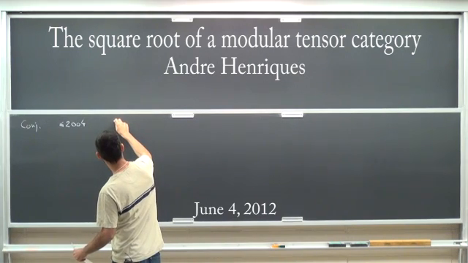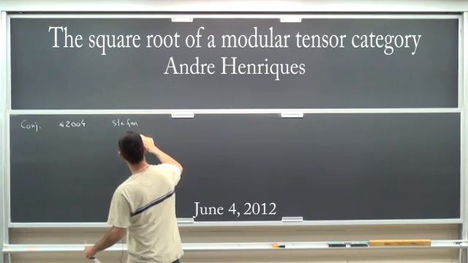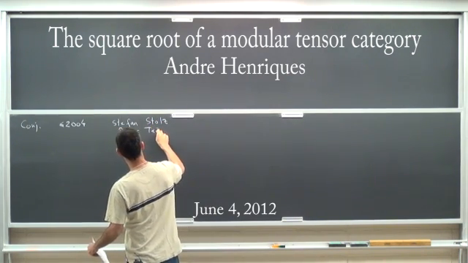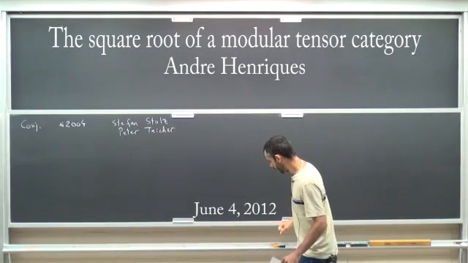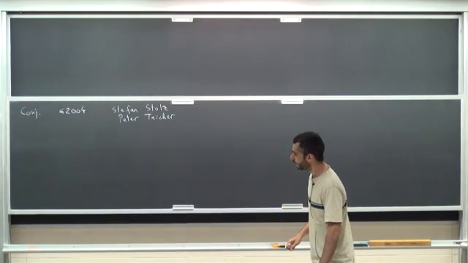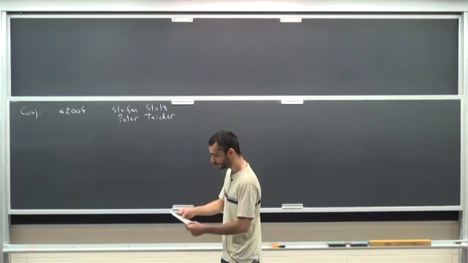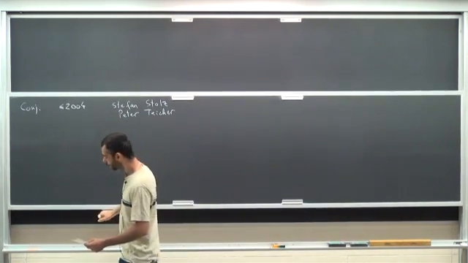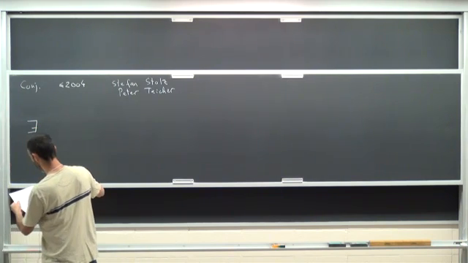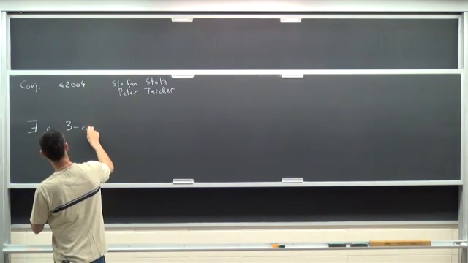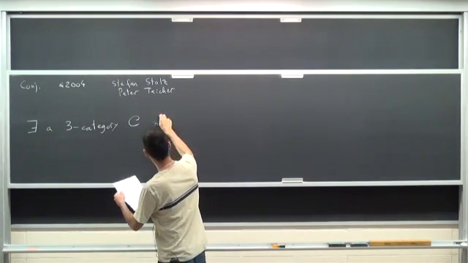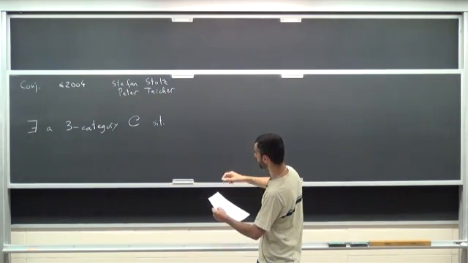So this was Stefan Stolz and Peter Teichner, who were working on trying to find a field theory-based model for elliptic cohomology. And in the context of that, they were looking for the following. They conjectured the existence: there exists a three-category, let's call it C, such that, and then they had some number of requirements.